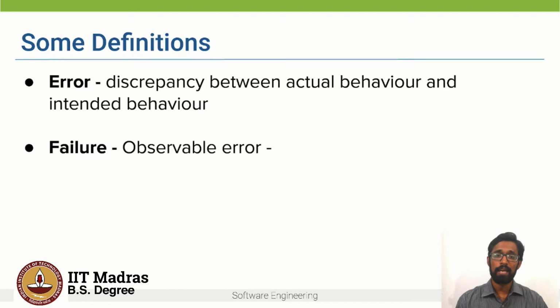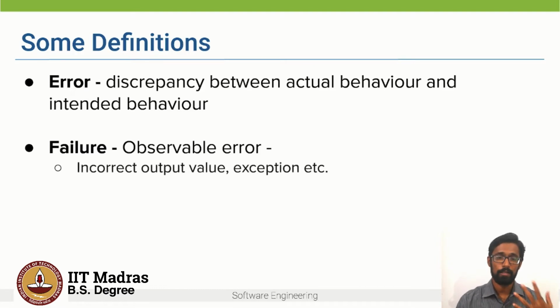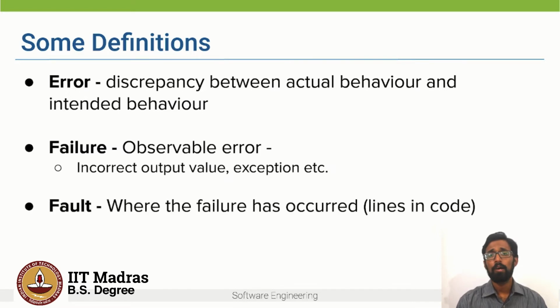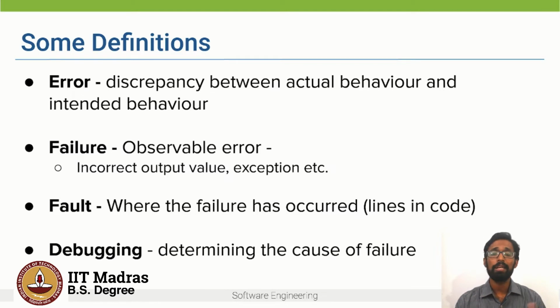And now when this error is observable, right, in terms of, let's say, an incorrect output value or an exception, now that is known as a failure. And now what is a fault? A fault is nothing but the line of code where this failure or this observable error has occurred. And that is known as a fault. So then what is debugging? Debugging is nothing but determining the cause of this failure and rectifying your code so that this failure goes away.